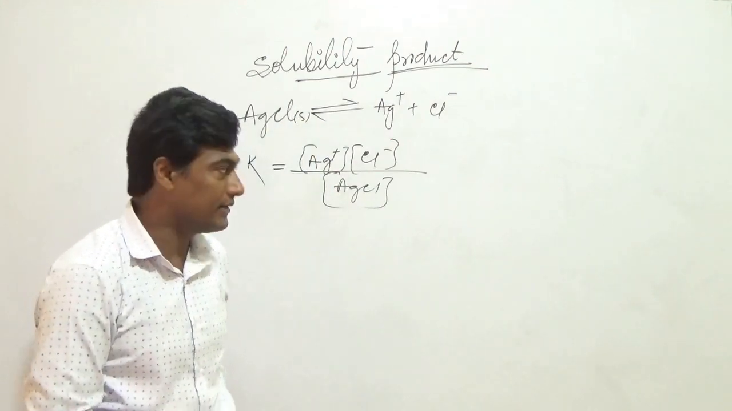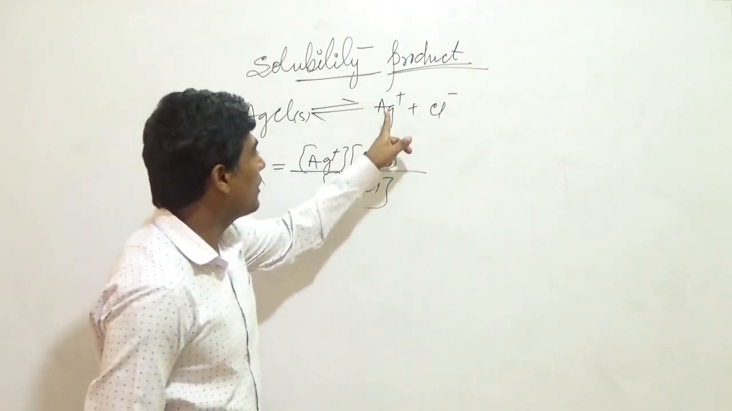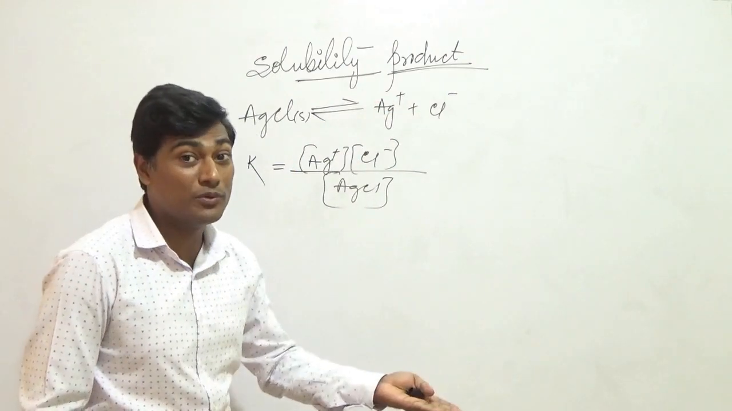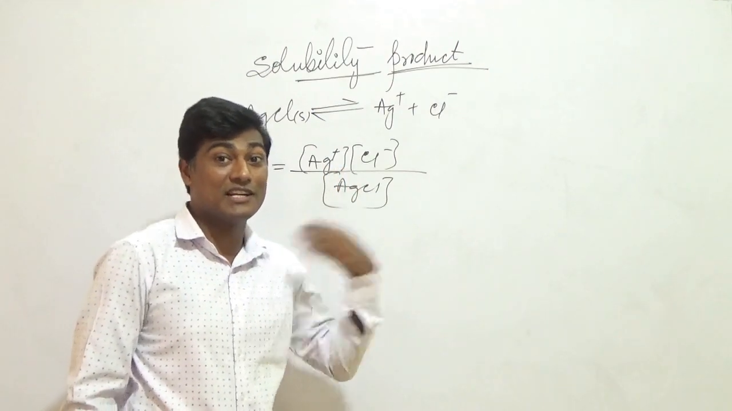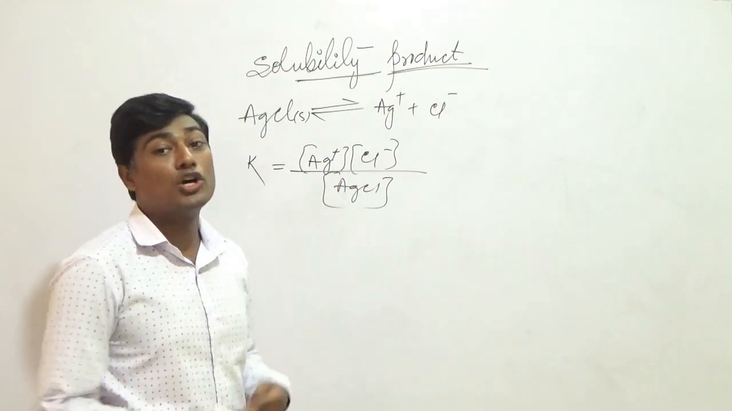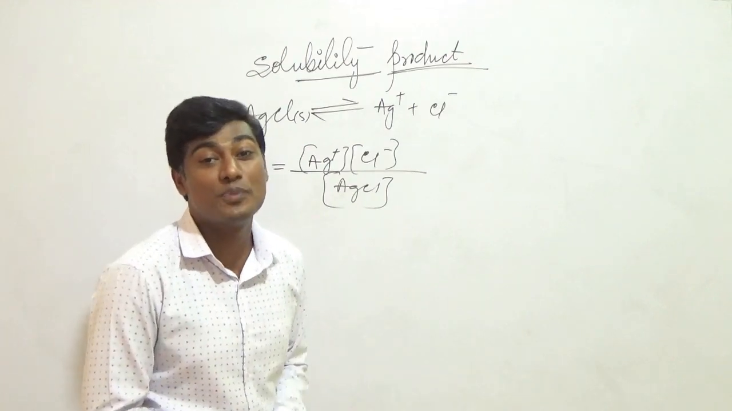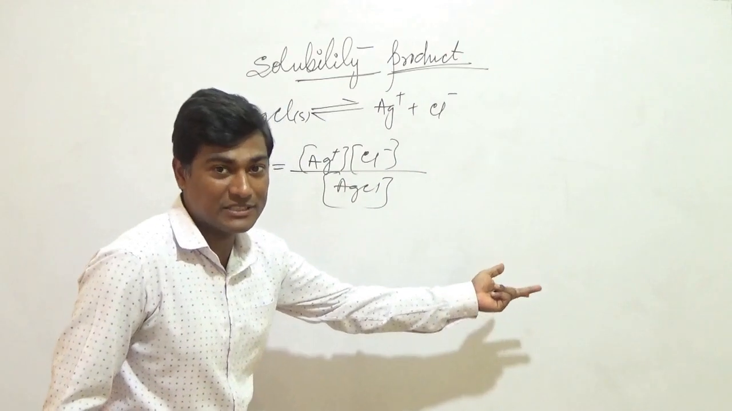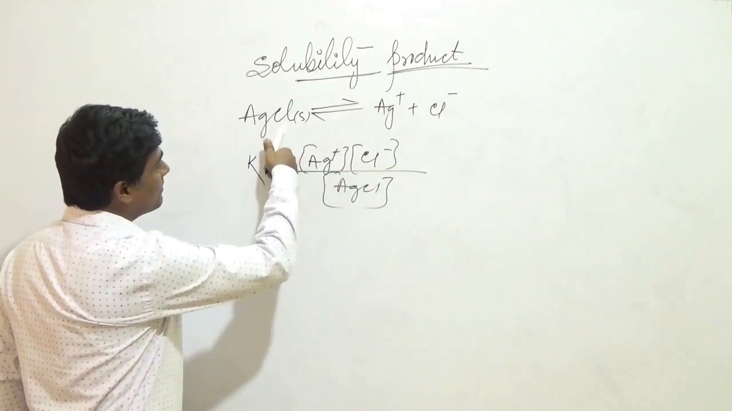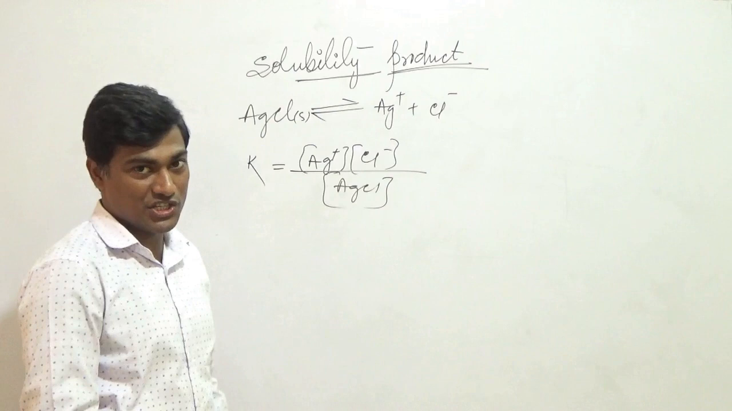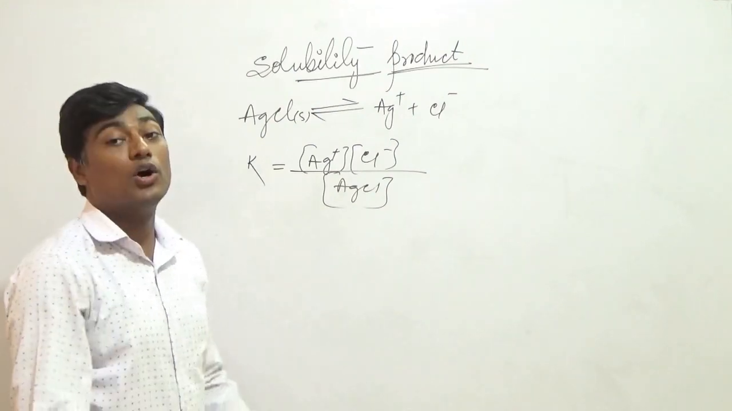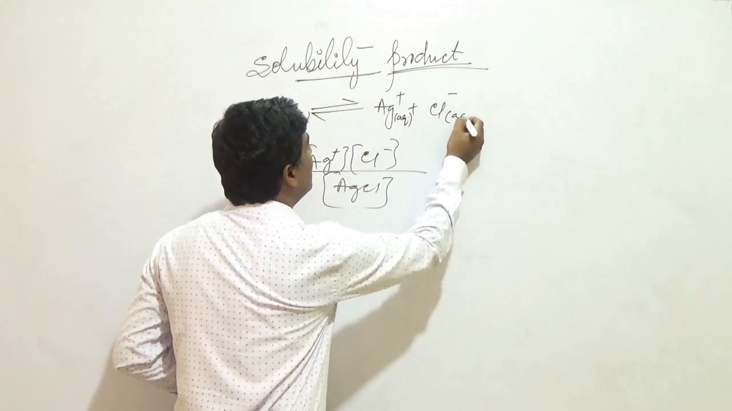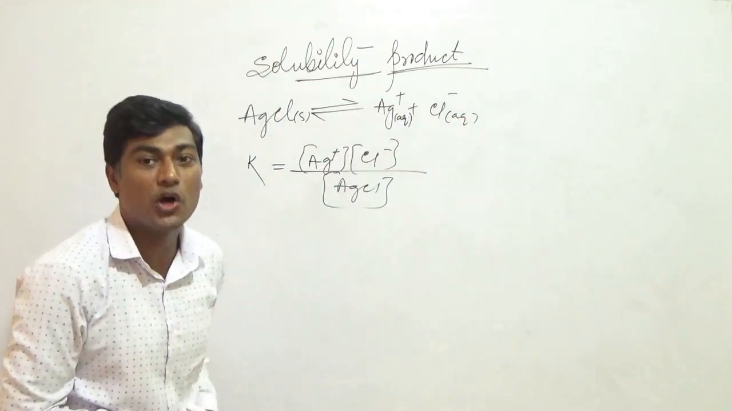silver chloride molecule, then your ions of Ag plus and Cl minus are fixed, because at equilibrium, as we studied in the previous class, the concentration of reactants and products becomes fixed. So the concentration of the ions remains fixed, and the concentration of the undissociated AgCl, which is present in solid state, is also fixed. These ions are in aqueous state, and this is in solid state.